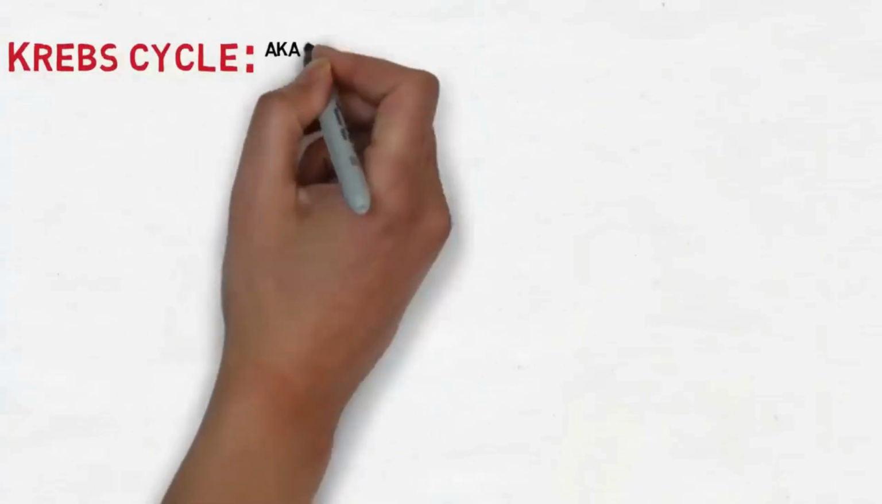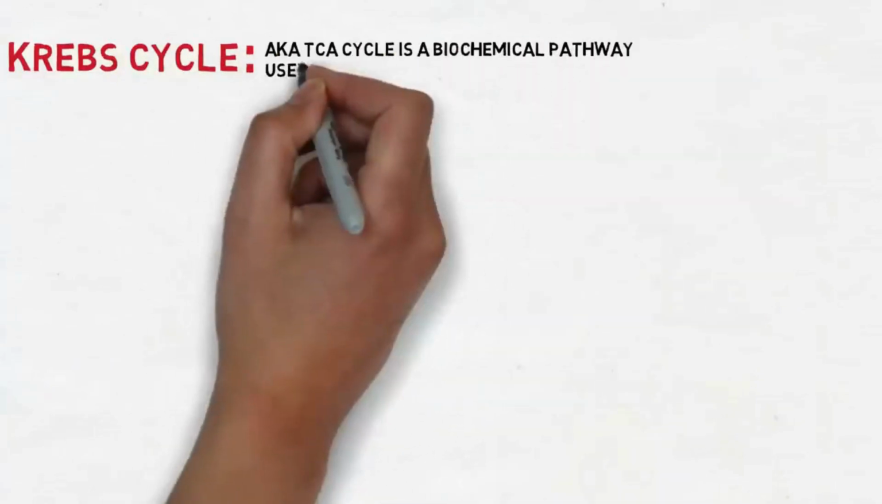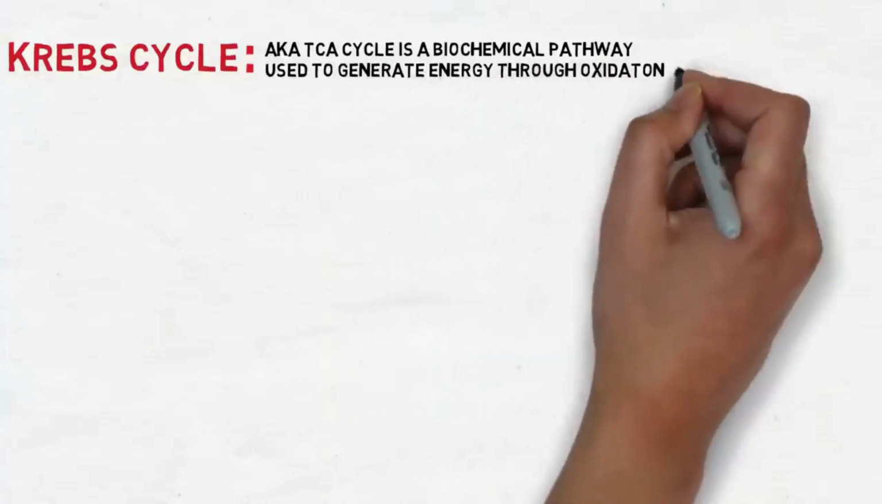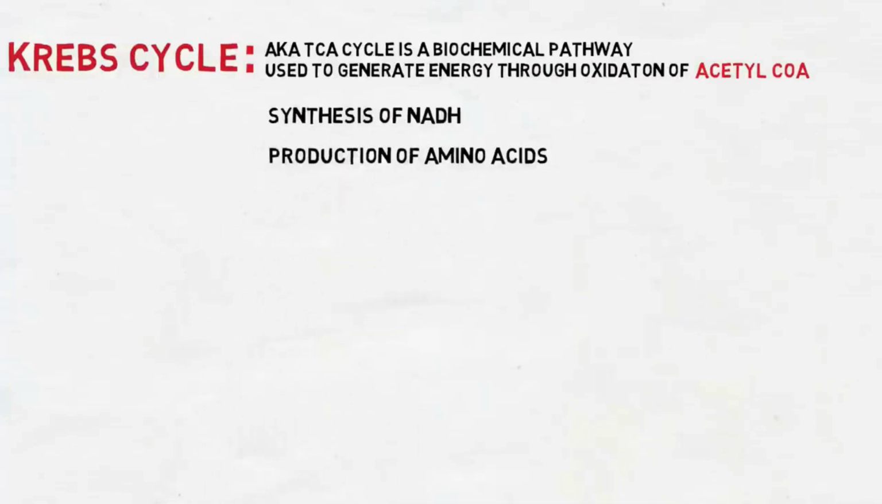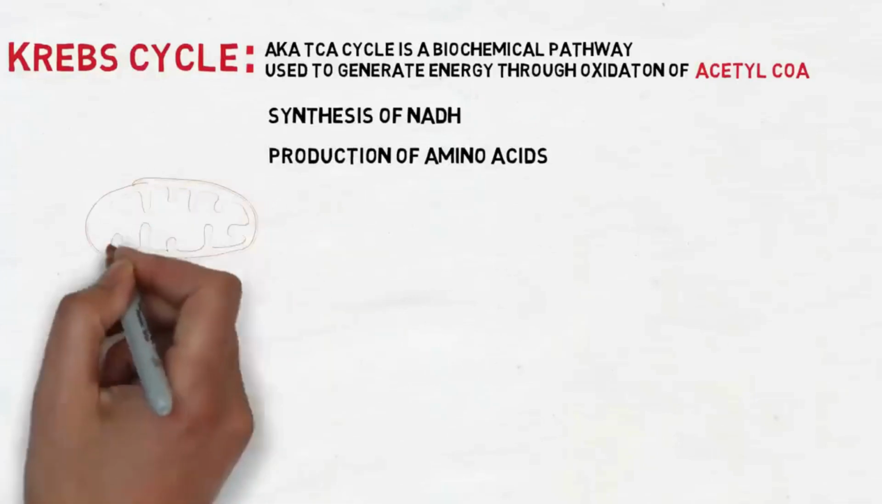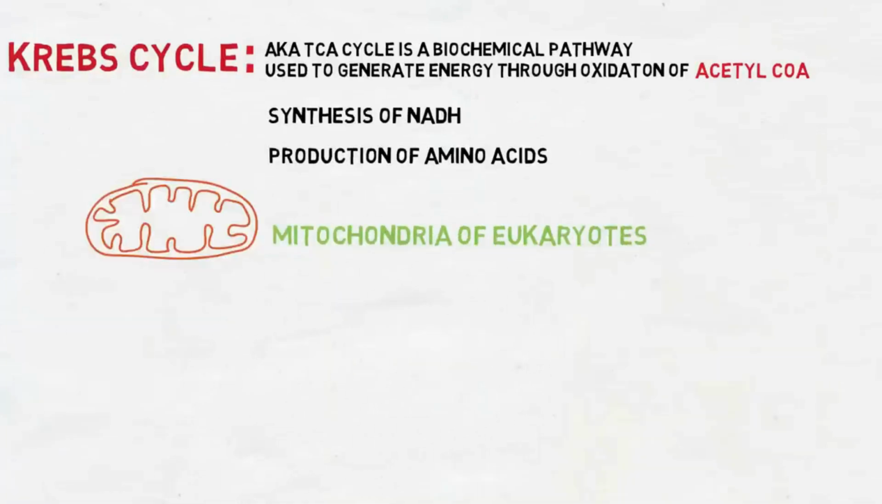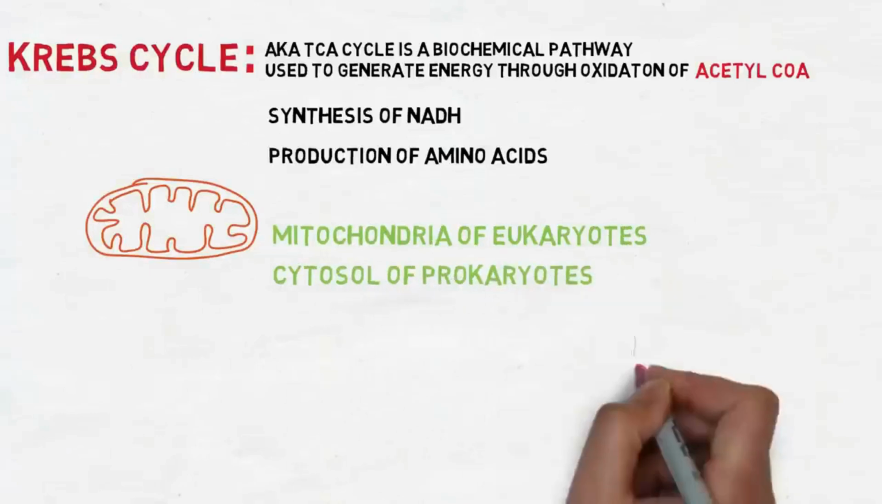Kreb cycle. Kreb cycle is also known as the tricarboxylic acid cycle, and it's a biochemical pathway that is used to generate energy through the oxidation of acetyl-CoA. It is also used for the synthesis of NADH and for the production of amino acids. Kreb cycle takes place in the mitochondria of the eukaryotes and in the cytosol of the prokaryotes.